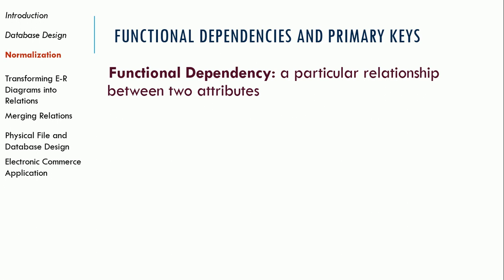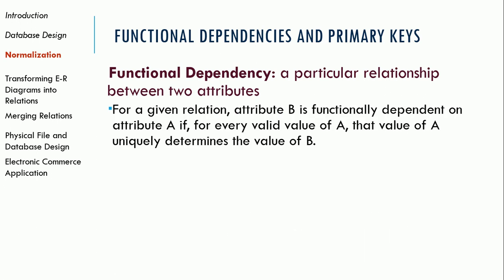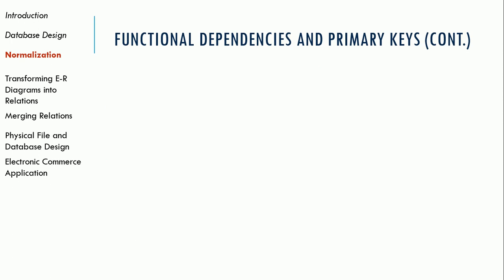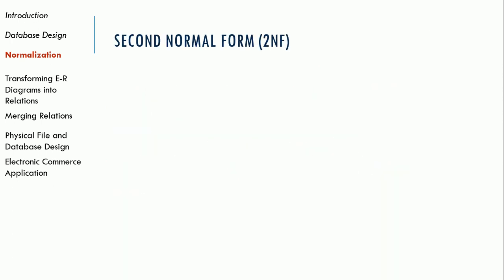So a functional dependency is where we have a particular relationship between 2 attributes. For a given relation, attribute B might be functionally dependent on attribute A if, for every valid value of A, the value of A uniquely determines the value of B, right? So we get these weird scenarios where different columns are dependent on other columns as opposed to the primary key, which is not good for databases.